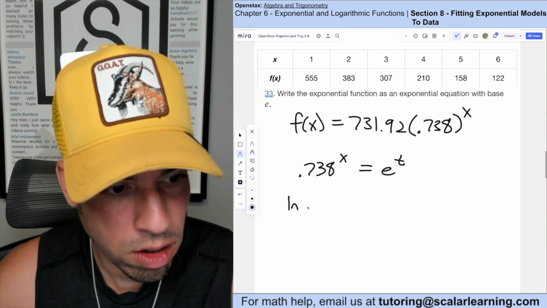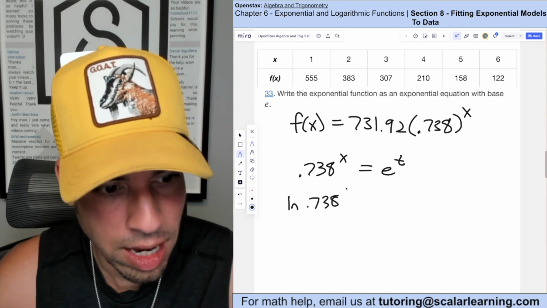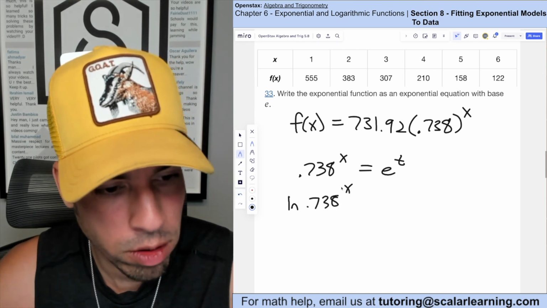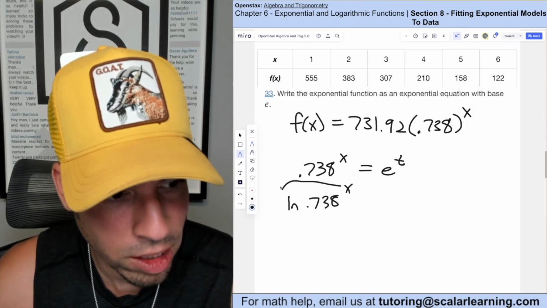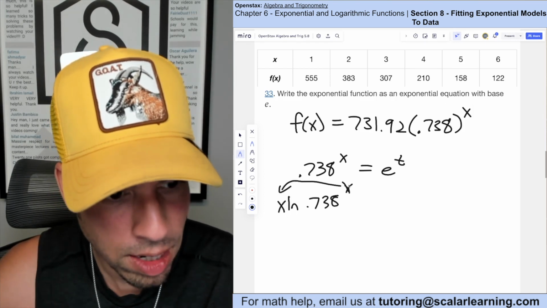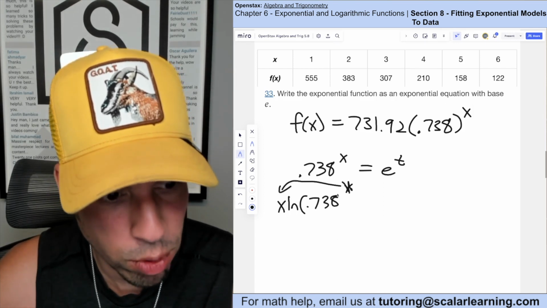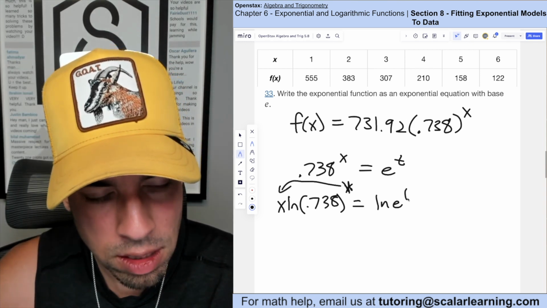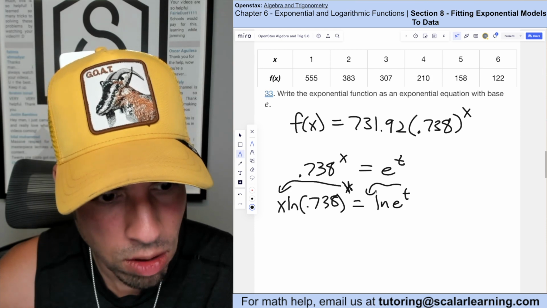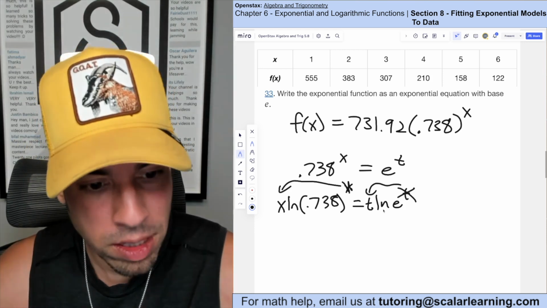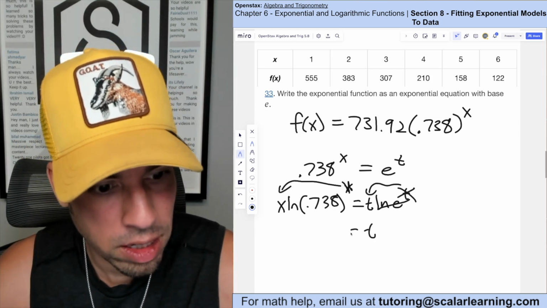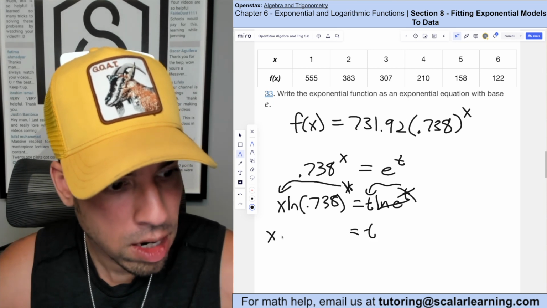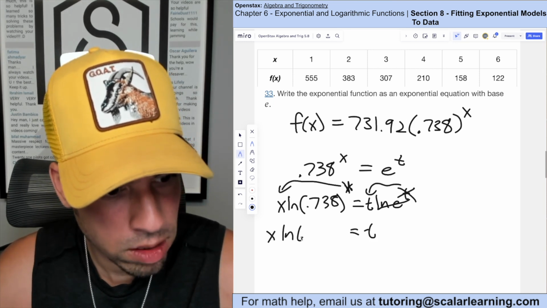We get ln of 0.738 to the x. Again, using the natural logarithm or any logarithm powers, we can bring that exponent down here. So I can make that x ln 0.738, equals ln of e to the t, which again allows me to bring the t down. Now this is great because ln of e is just 1. So now I know that t equals x times ln of 0.738.